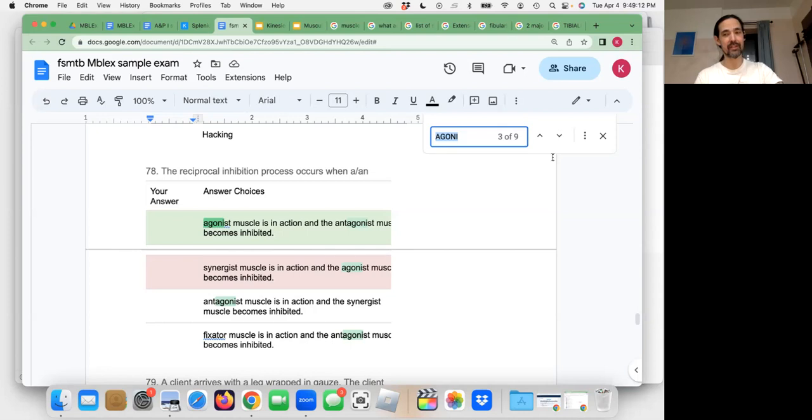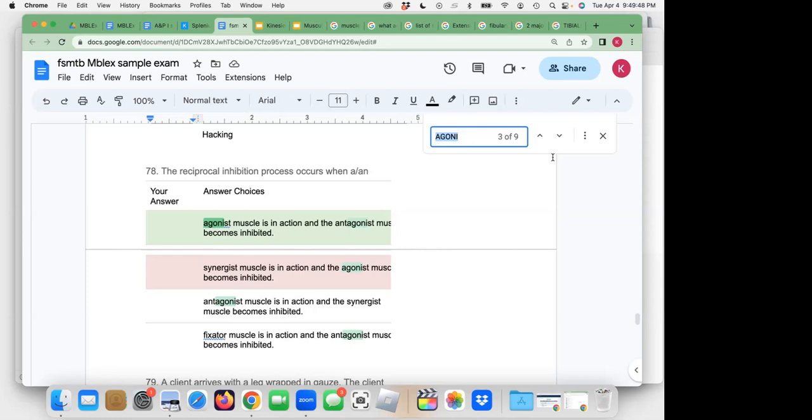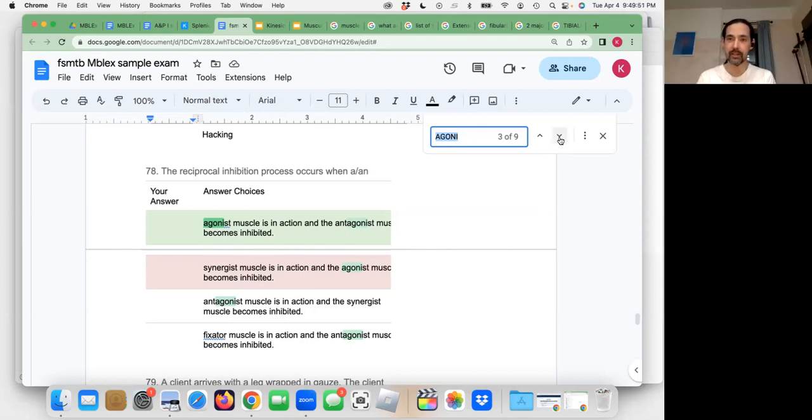And in this case, it's enough to say that the agonist is activated, or you could even say it's contracting, because the antagonist is inhibited. So remember, activate and inhibit go together, or action and inhibited go together. Lots of terms: activated is the same as action. Action is the same as shortening. Shortening is the same as concentric. Lots of terms. We just got to practice it.